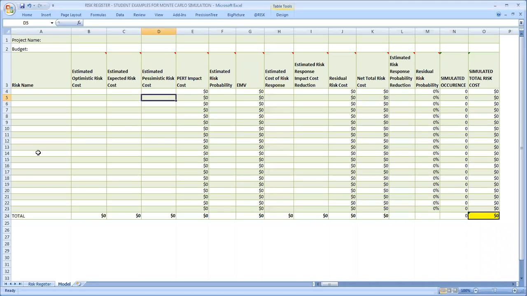In this video, I'm going to show you a model that you use to estimate project risk costs as well as their estimated probability, and also takes into consideration the cost of the risk response and the estimated reduction in either the cost of the risk itself as a result of the risk response or the reduction in the probability of the risk, and how that would be reduced as a result of the risk response.